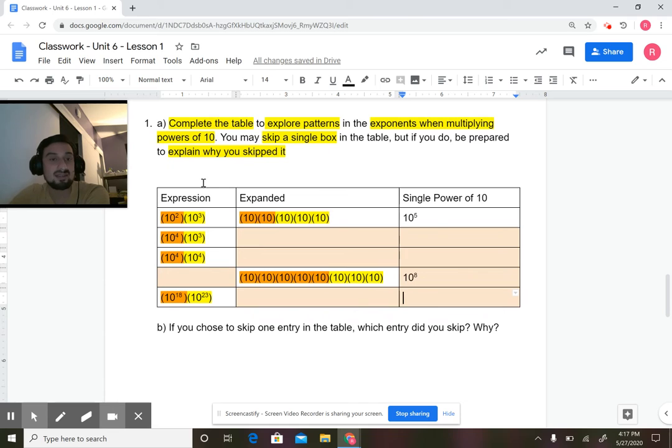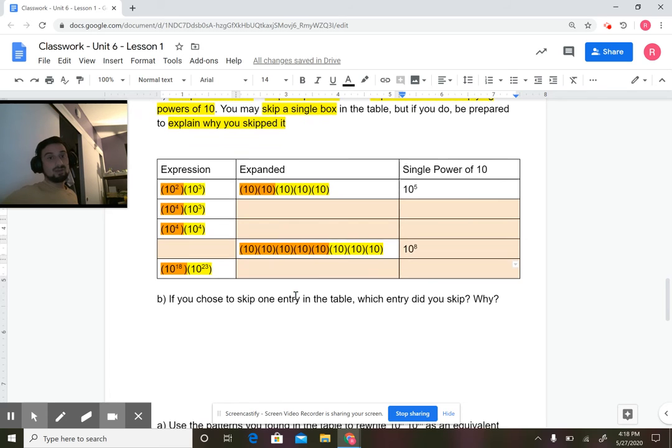So notice that the first one is the expression with the exponent. The second is both exponents expanded. So 10 squared is 2 tens. 10 cubed is 3 tens, 1, 2, 3. And then the last column is put back together as one exponent. So you see there's 1, 2, 3, 4, 5. So there's 10 to the 5th. So you're filling out those tables, right?